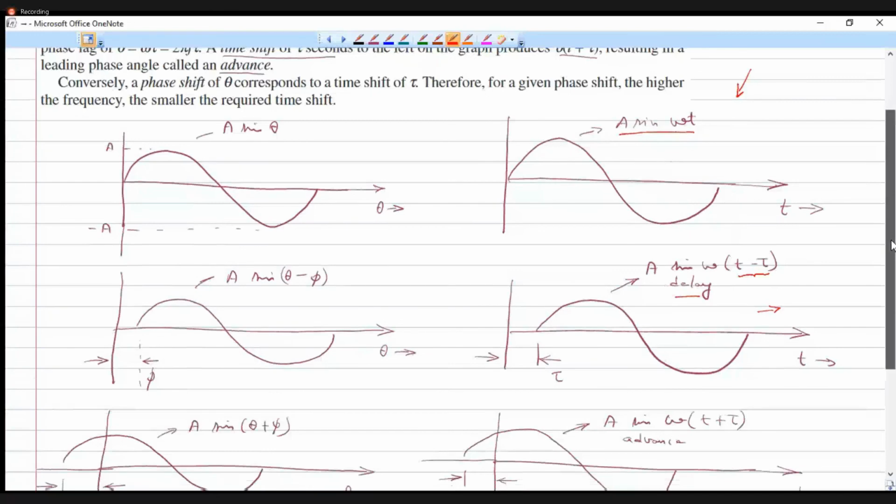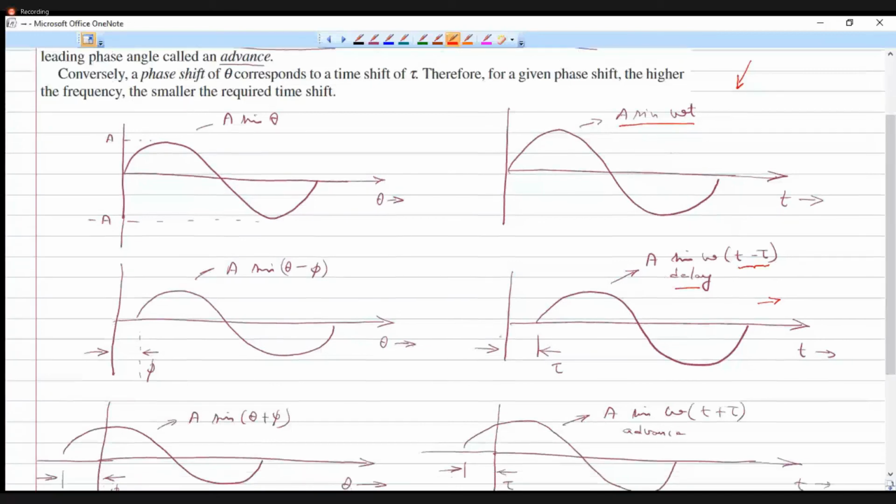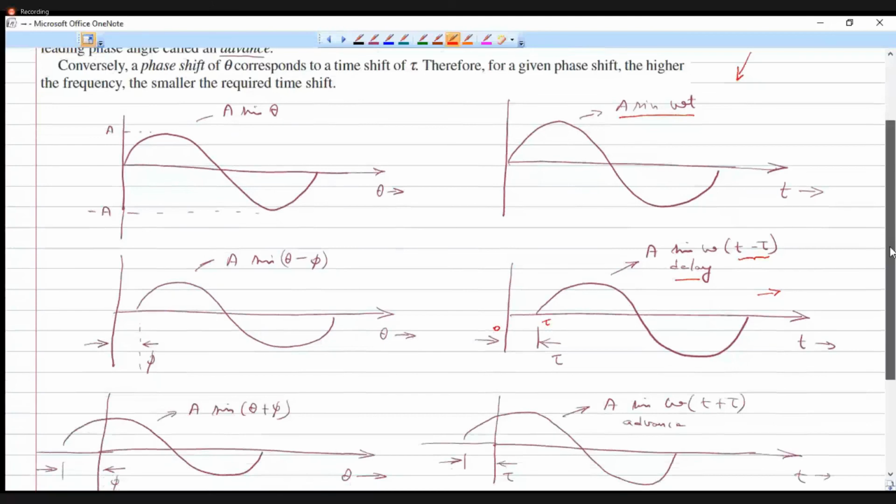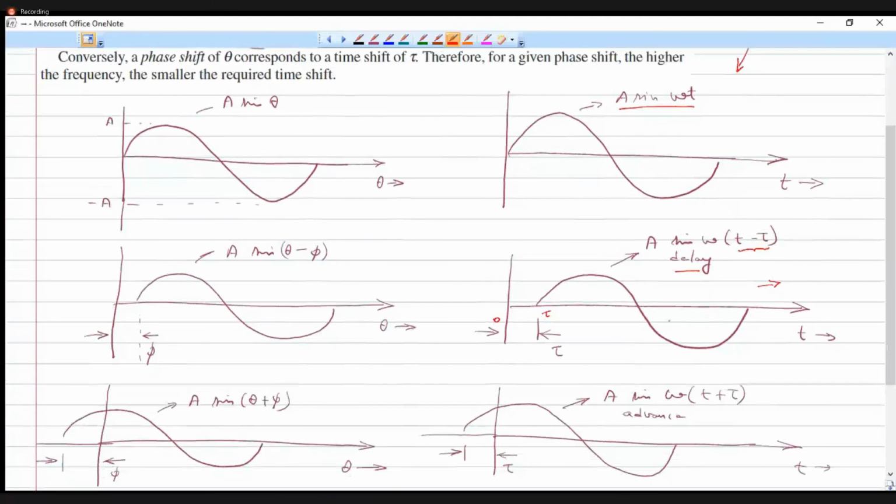So why is it called delay? Because initially the signal should have started at 0, but now it is starting at a delayed time which is equal to tau. Okay, so tau can take any real values like 1, 2, 3, etc., or 1.5, etc.